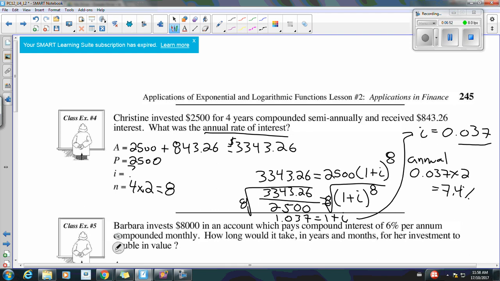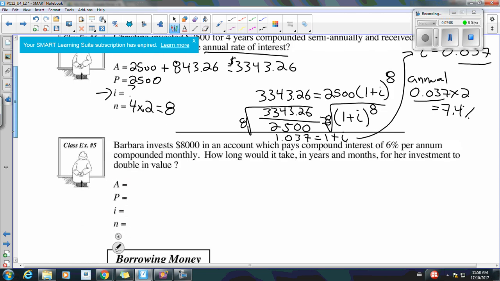So when we did the last equation here, we took our annual rate and divided it by the number of times we compound it. Here, when we got this, that told us what we divided our interest rate by: 2. We got 0.037, so we now have 7.4%.